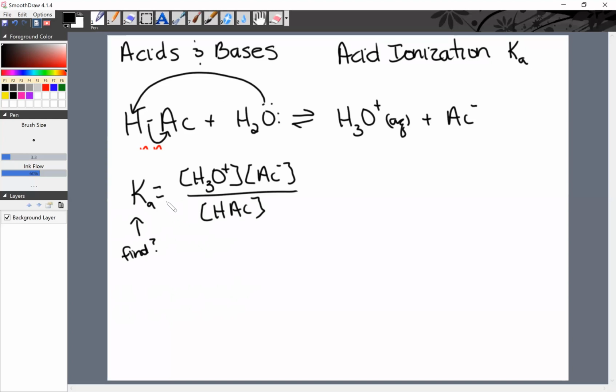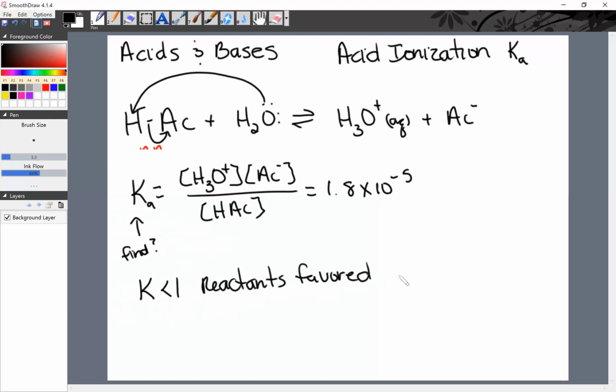So if you're looking at your reference sheets, we're going to find acetic acid, and its K value is 1.8 times 10 to the minus fifth. Now it is less than 1, so I know that reactants are favored. Which isn't a surprise because this is a weak acid. And weak acids don't like to react very much. So there's a generic for that weak acid.